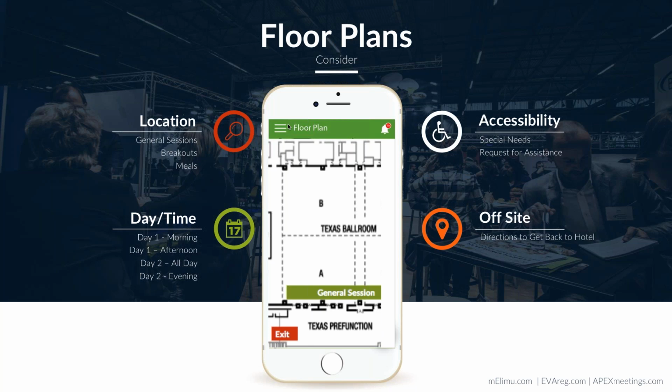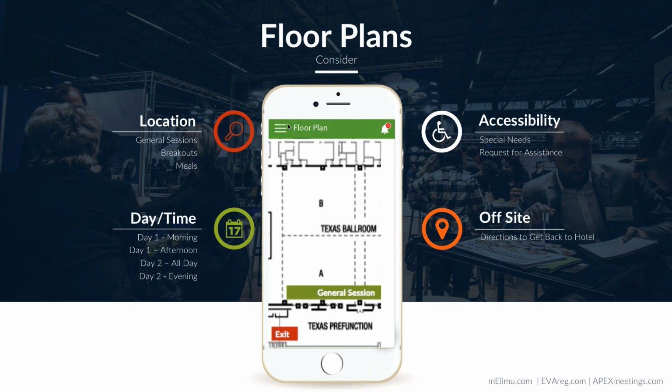So, things that you might want to consider putting on your floor plan. You may want to separate the floor plans into different categories. For example, I mentioned before, like the general sessions. Perhaps you do a floor plan that's just the general session and shows where the exit is if someone is in the general session area. Breakouts, meals, same thing. So you would have essentially a different floor plan for every major location that you had.